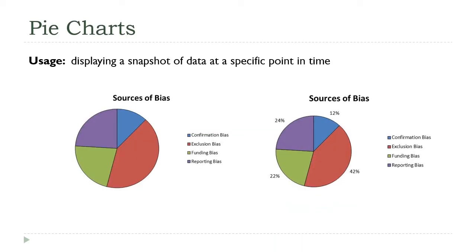So pie charts are kind of the practical opposite of a bar chart. Where bar charts are good for showing trends over time, pie charts show the situation at a specific point in time. These charts, for example, show the distribution of several different types of bias at the moment the researcher did the analysis. And you can see that these charts have several of the same components as our bar charts.